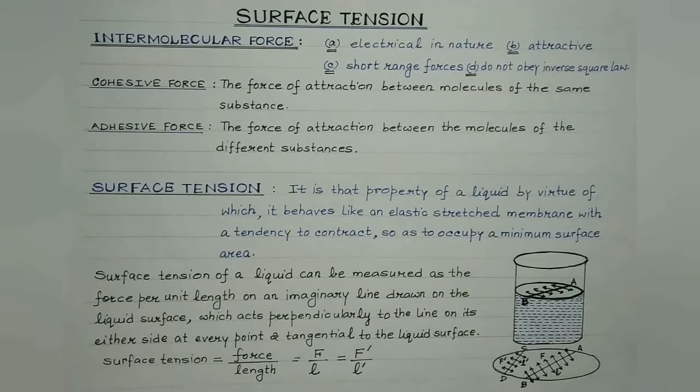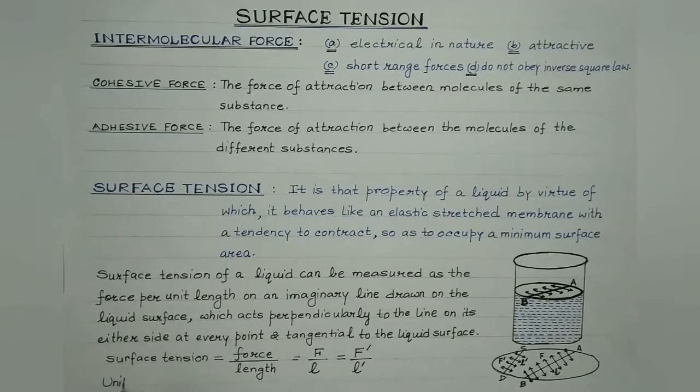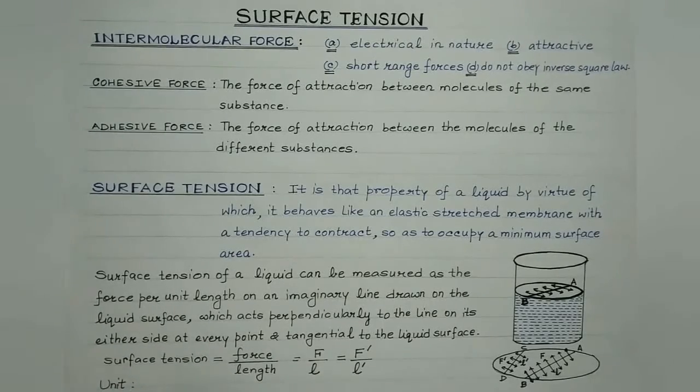Now students, in the CGS system, surface tension would be expressed as dyne per centimeter, and in SI, the unit of surface tension would be equal to force, which is measured in Newton in SI, and length in meters. So its SI unit is Newton per meter.